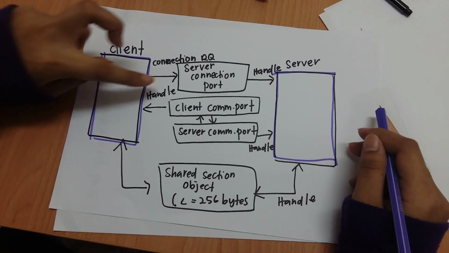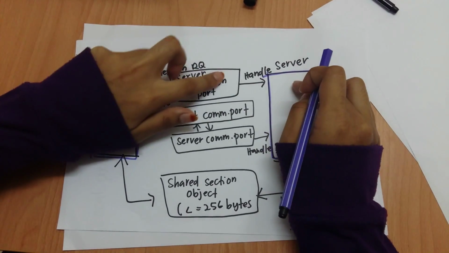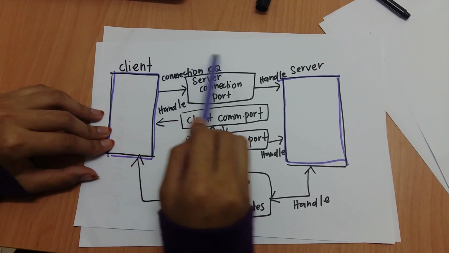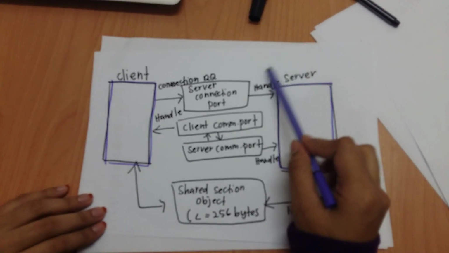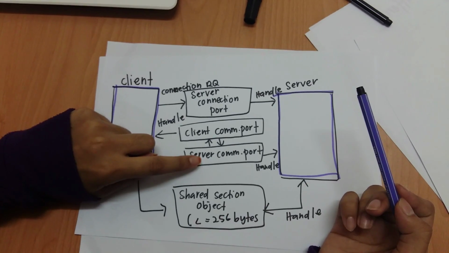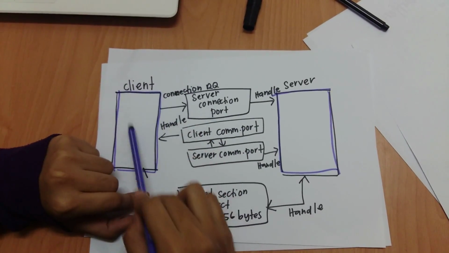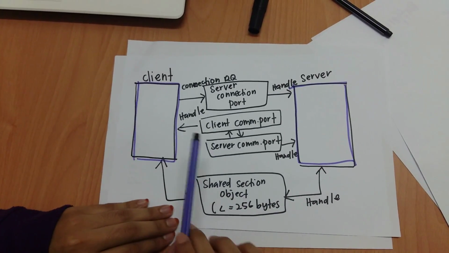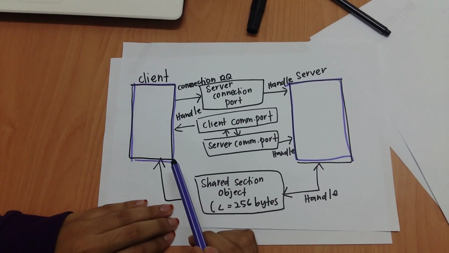First of all, a server process creates a named server connection port object and waits for clients to connect. Second, a client requests a connection to that named port by sending a connect message. Third, if the server accepts the connection, two unnamed ports are created. First, the client communication port, which is used by client threads to communicate with a particular server. Second, the server communication port, used by the server to communicate with a particular client. One such port per client is created.